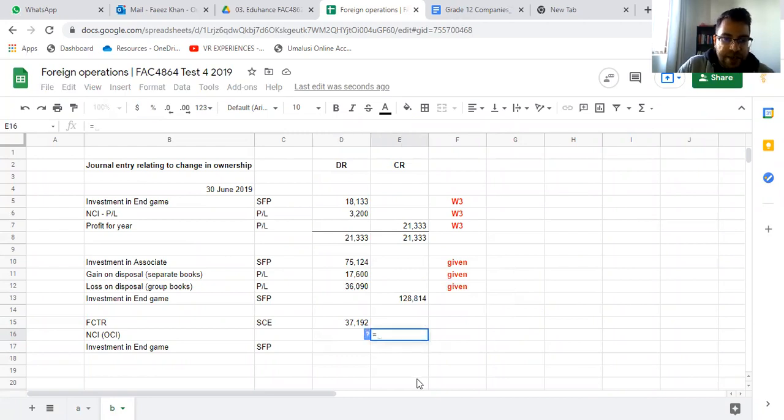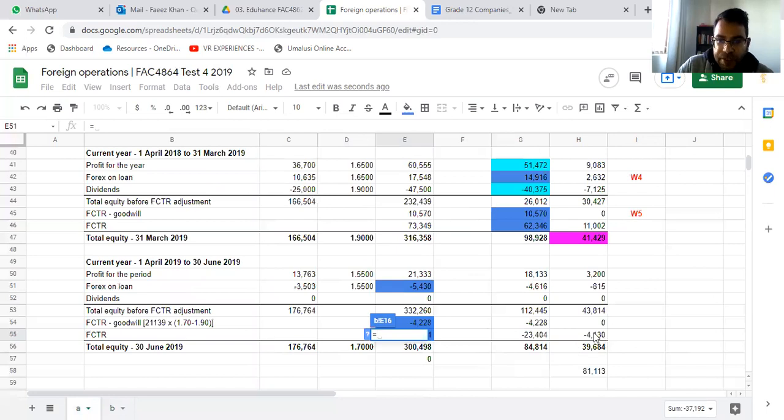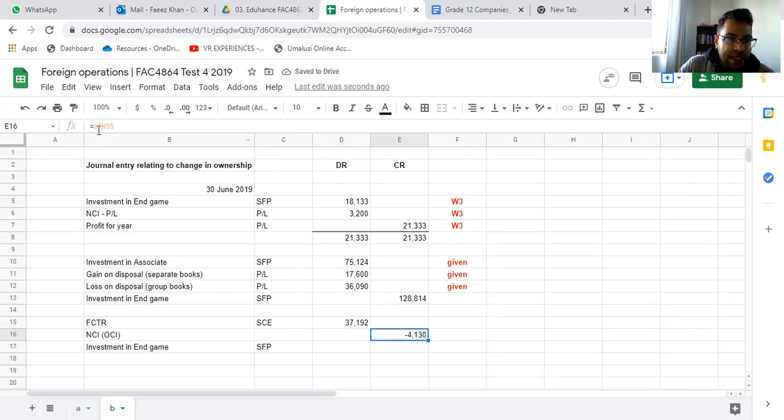So we take NCI, you just take it straight from the statement of changes in equity, the analysis of equity. That is NCI. The difference just goes to investment in subsidiary, and I can show you how we get it. So here you can see that is 33,062. What did I just do over here?